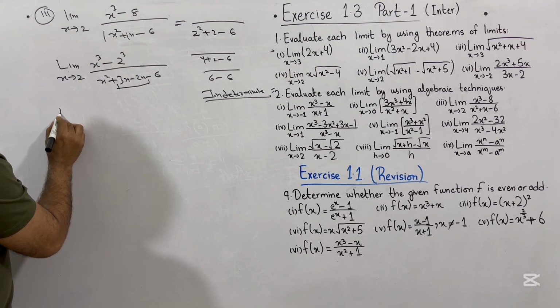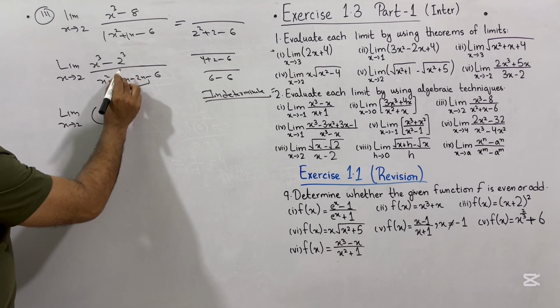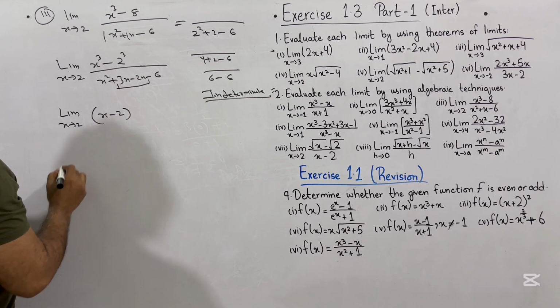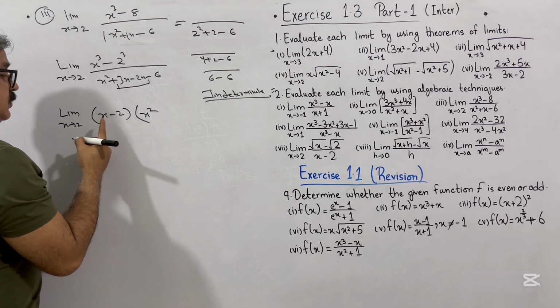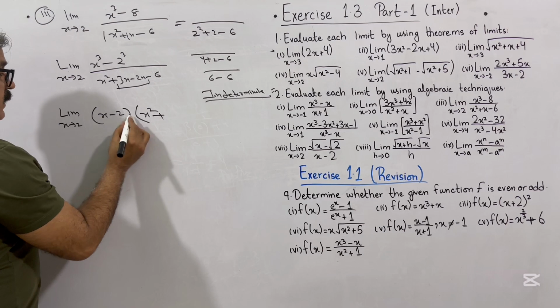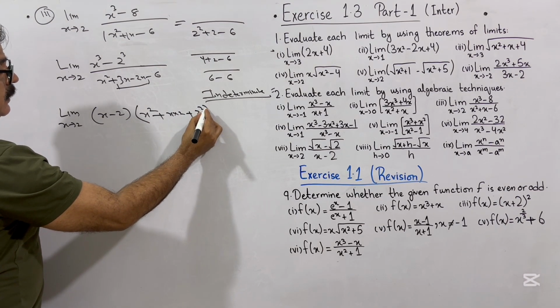Cube type factors. Limit x tends to 2. We have the first bracket without cube. First bracket without cube. Square of first, change the symbol, first into second, x times 2, plus square of second or last, 2 square.